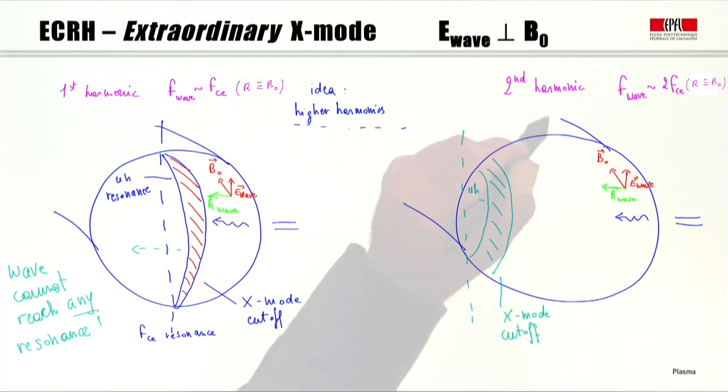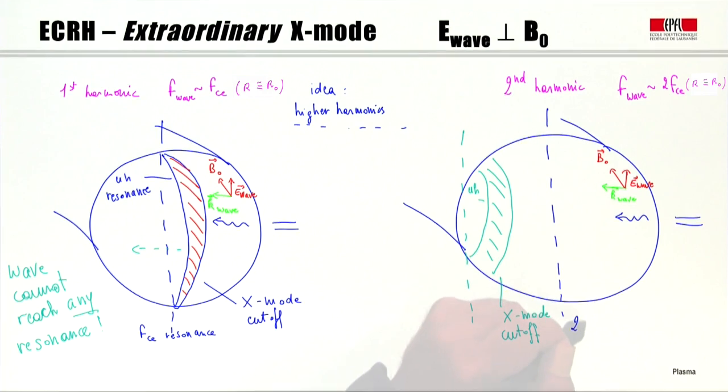But the point is that the resonance that I'm trying to reach, which is the 2 times FCE resonance, is now in front of the cutoff layer. So my wave coming from the right can indeed hit that resonance before it hits any cutoff layer. So before it's reflected back from the plasma back to the antenna and the launcher. So this is a situation which we can envisage to hit the plasma, and even if we direct the wave in a particular direction, drive current non-inductively through it.